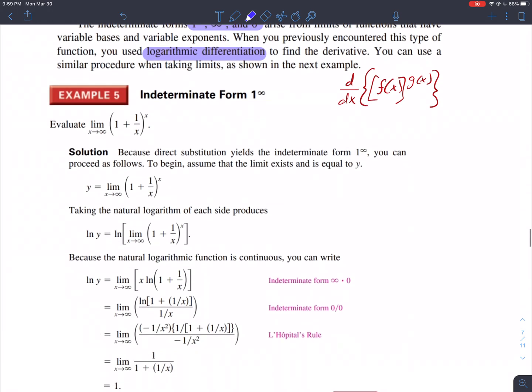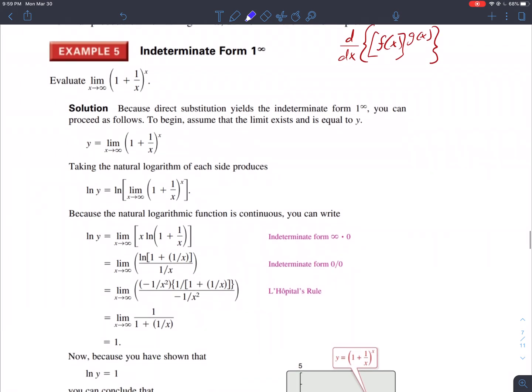So let's walk through this example. All right? It says the limit as x approaches infinity of 1 plus 1 over x to the x power. We begin by substituting directly in for x, and 1 over infinity is 0, so this term goes away. We're left with 1 to the infinity power. So direct substitution does give us 1 to the infinity, which is our indeterminate form. So we know we have to do some more.